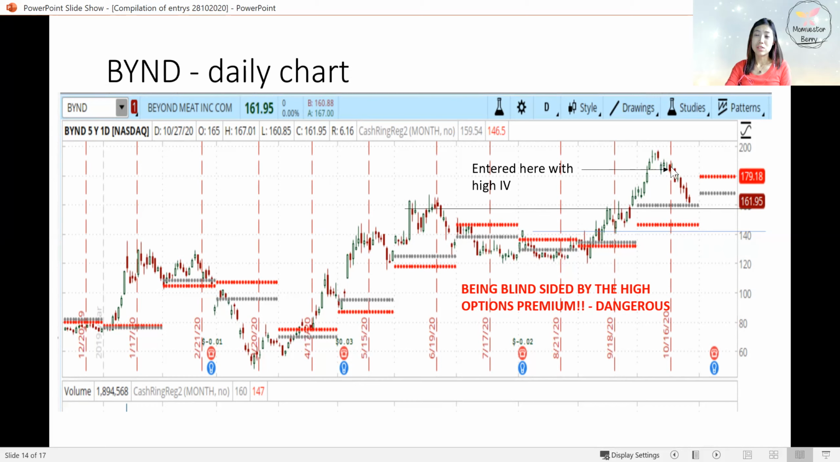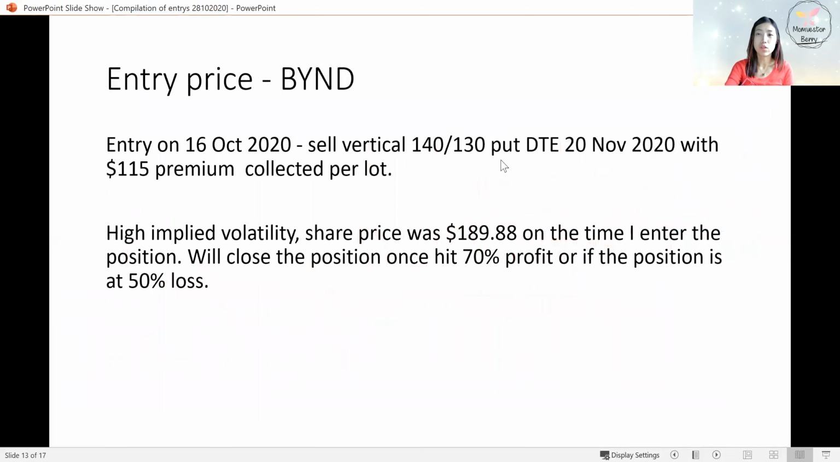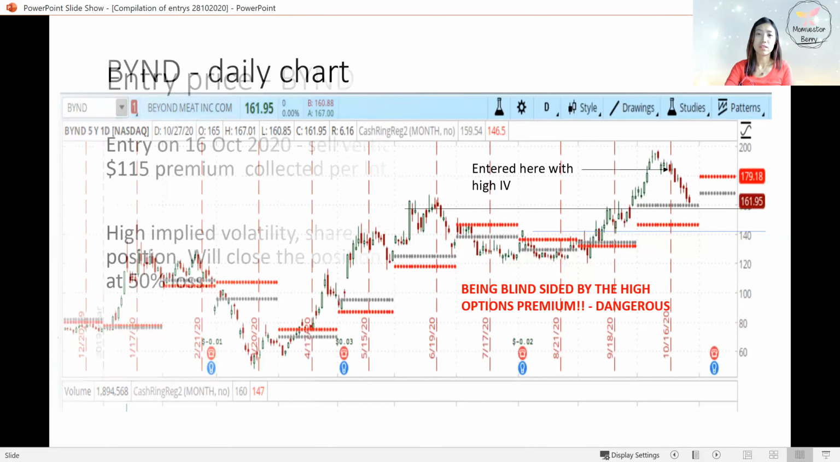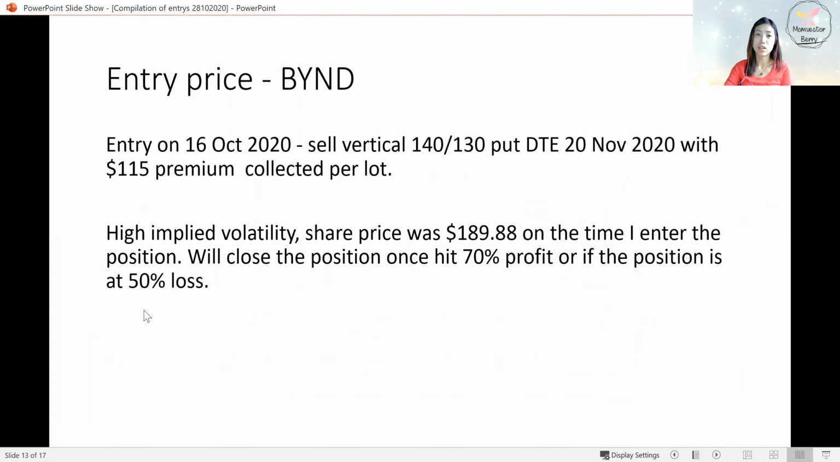Then too bad, each and every day it keeps dropping and dropping until I find a support line here, $160. But because my trade was placed at $140, this is a very good gauge. So if the share price keeps dropping and drops below $140, then I will lose the premium, right? I must cut loss at 50%. I cannot allow more than 50% loss.